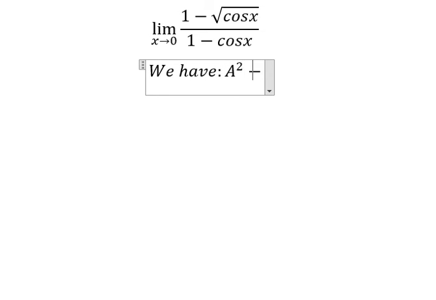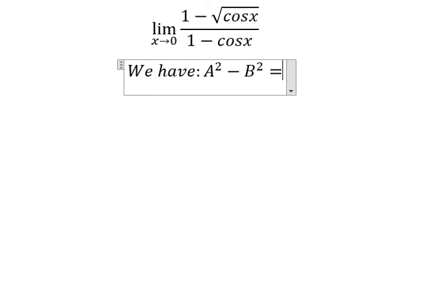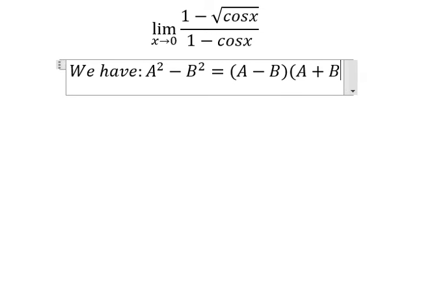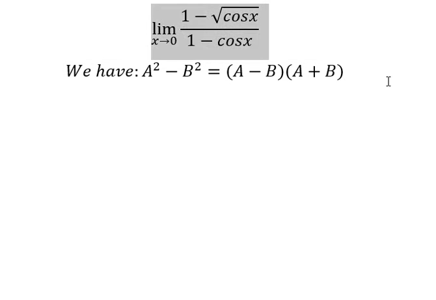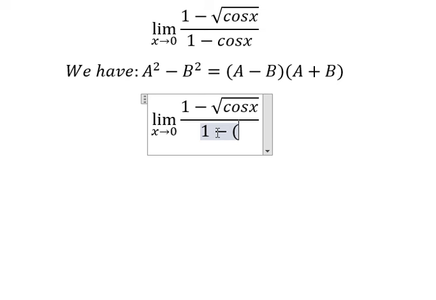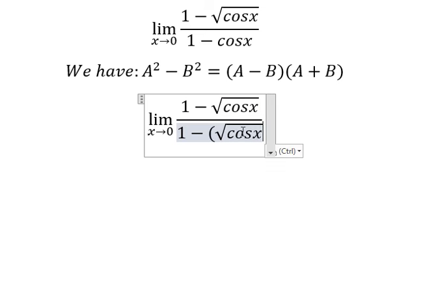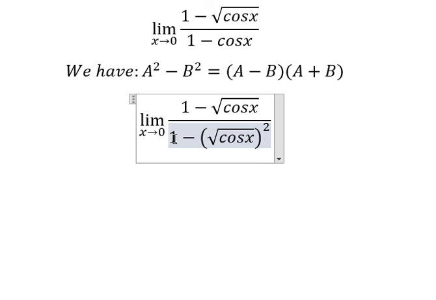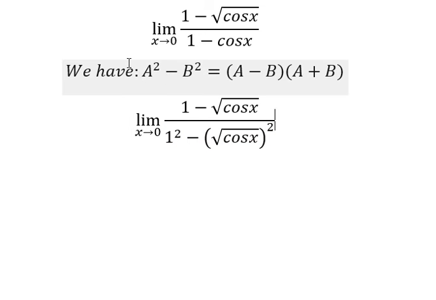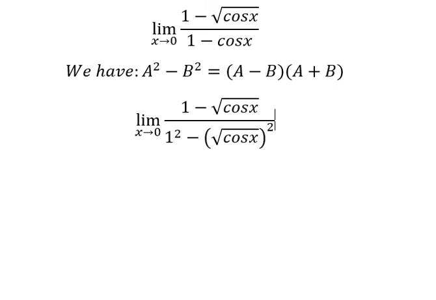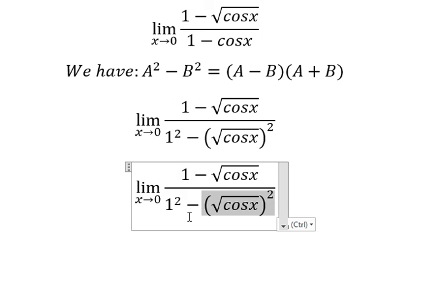a squared minus b squared equals a minus b multiplied by a plus b. So this one we can change into the square root of cosine x to the power of 2, number 1, that is 1 squared. Now we need to change from this one into this one, and that should be like this.